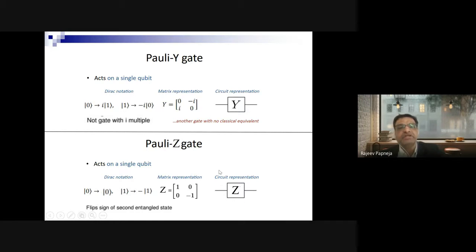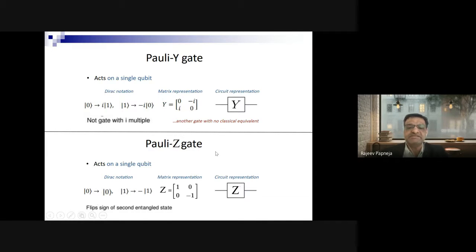Then there's a Pauli Y gate. Again, it acts on a single qubit. But you see the ket notation: 0 becomes i of 1 and 1 becomes -i of 0. The circuit representation is a Y box. So this is also turning a 0 into 1 and a 1 into 0, but this is a NOT gate with an i multiple. Okay, and i could be any number. So again, there is no classical equivalent to this gate because there is no i in the classical system.